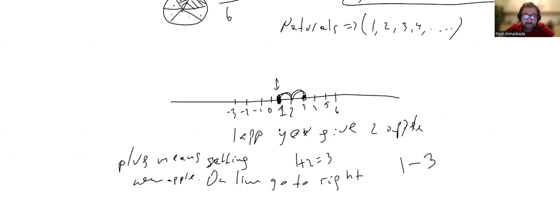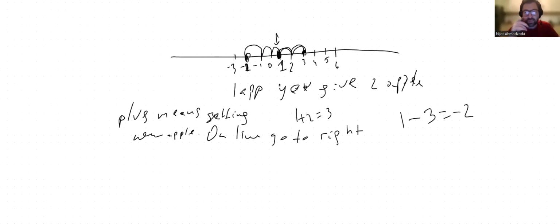I'm taking away three apples. I took away one. I took away two. I took away three. So I am here. So it means one minus three is equal to -2. That's why 1 minus 3 is -2. Very good, very smart guys.